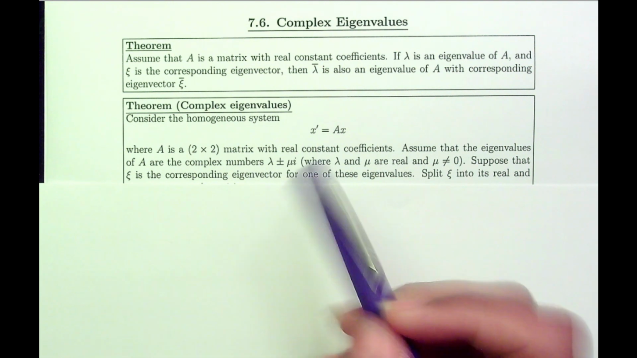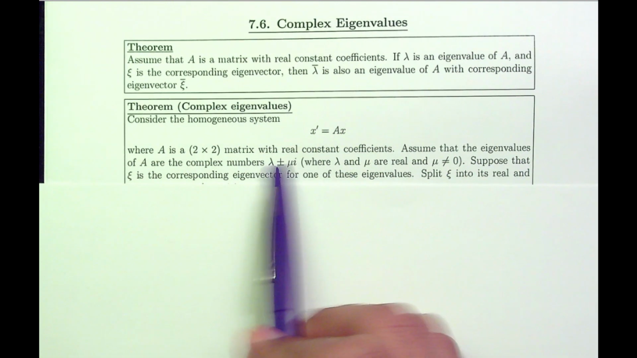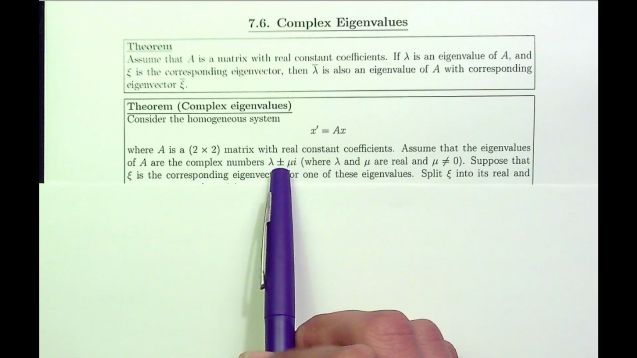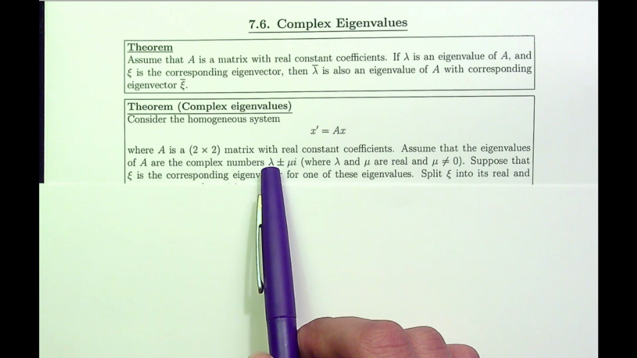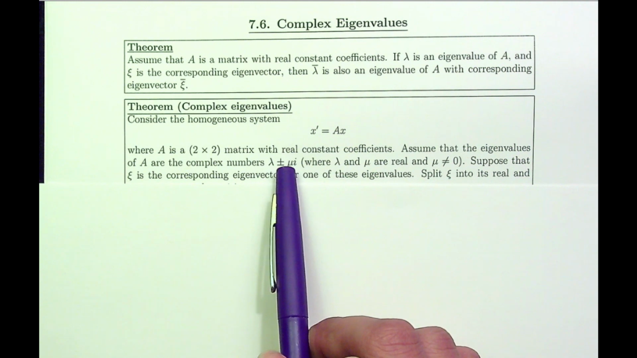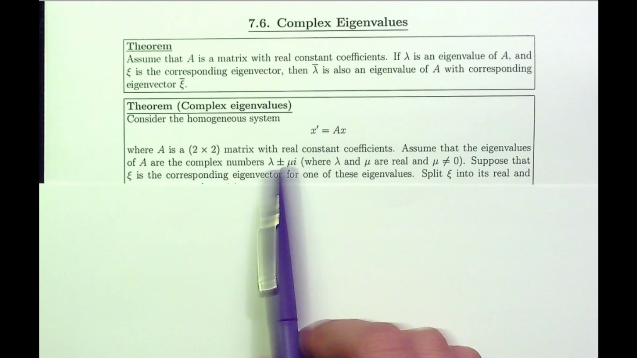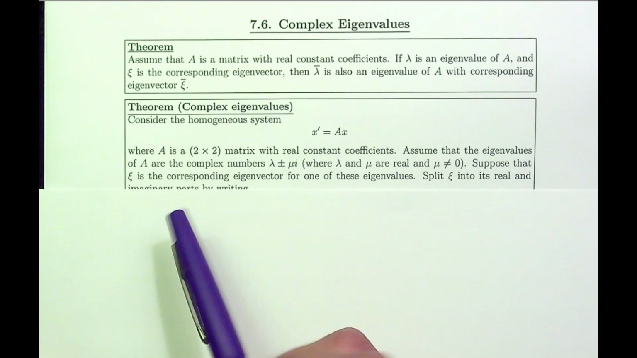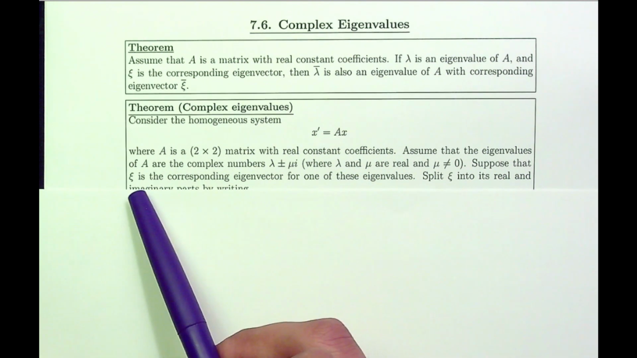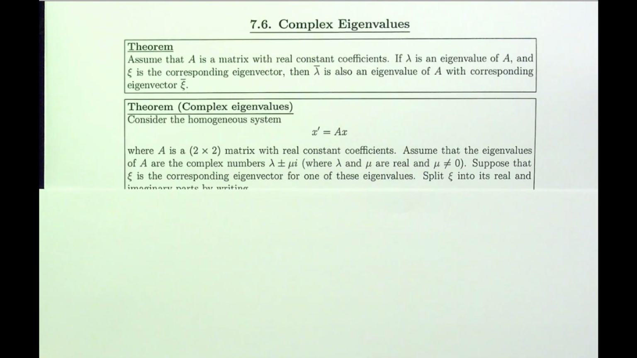So suppose you found the eigenvalues to be these, which are just complex conjugates of each other, broken up into the real and imaginary part. That means lambda here is a real number and mu is also a real number. So these are the real and imaginary parts. Suppose then that we go through the work of finding an eigenvector for one of the eigenvalues. It doesn't matter which one. Just for one of them, you find an eigenvector.